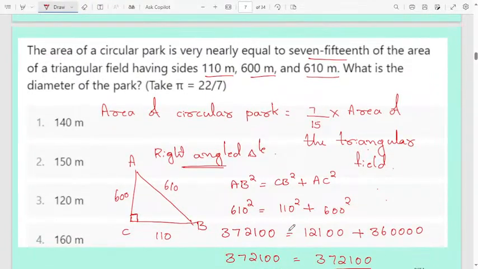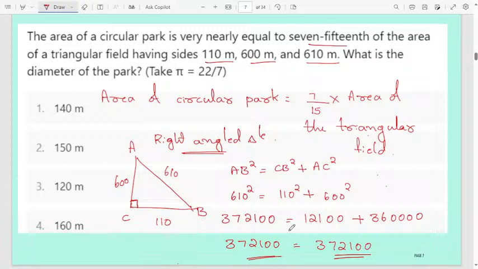Don't get confused when you see a problem like this. I told you, the area of a circular park is very nearly equal to 7 by 15th times the area of a triangular field. They have given all three sides. What is the diameter of the park? If they give three values, consider the hypotenuse, the bigger value, as the longest side. These two you can exchange, the value will not change.